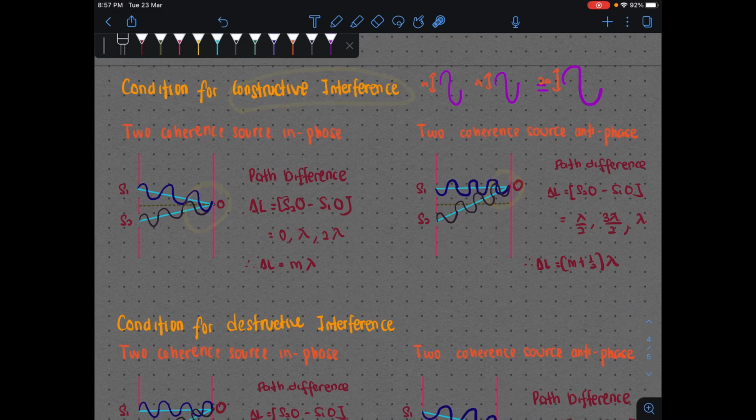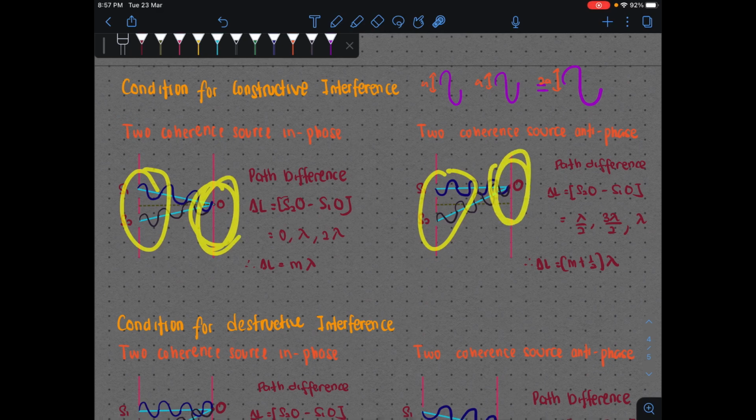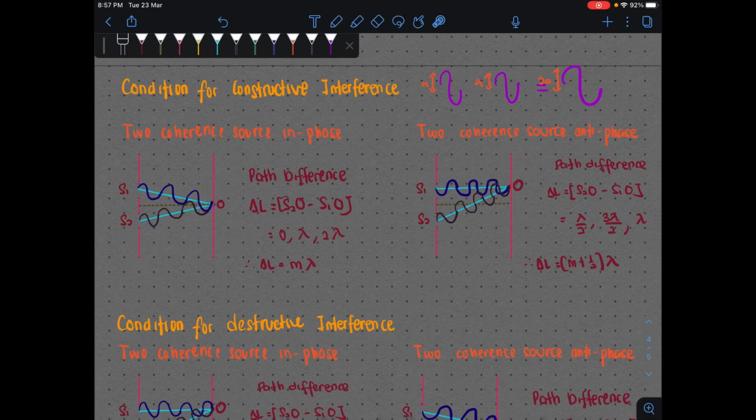So, at the end, when they reach the point that we want to study, which is point O, they must meet constructively. It means a crest must meet a crest or a trough must meet a trough. It doesn't matter how they started, either in phase or anti-phase, but at the end it must be constructive, which is crest with crest or trough with trough. So let's look at this particular point here.